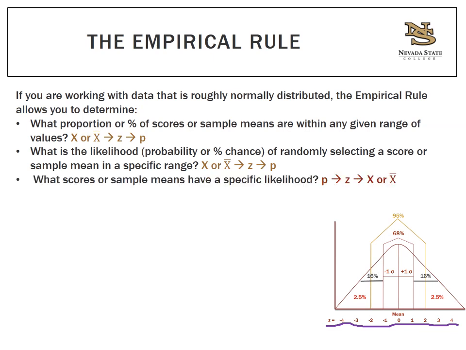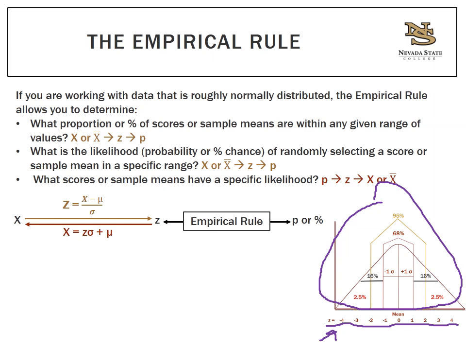But sometimes you may want to flip it. You want to know what scores or sample means have a specific likelihood. So instead of starting with a range of scores and wanting to know the probability, you start with the probability and want to know what score is associated with that probability or percentile. So in that case, you would start with a p-value up here. You would identify what z-score is associated with that p-value, and then you would convert that into an x or a sample mean, depending on the formula that you'd be using.